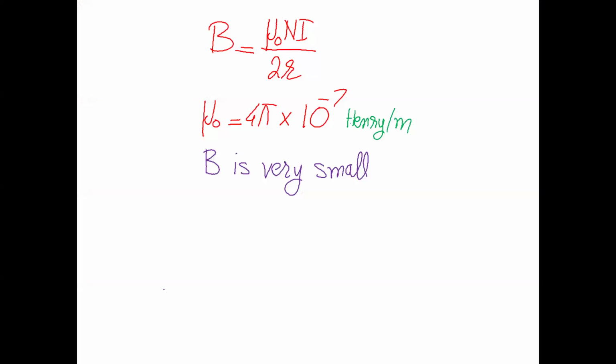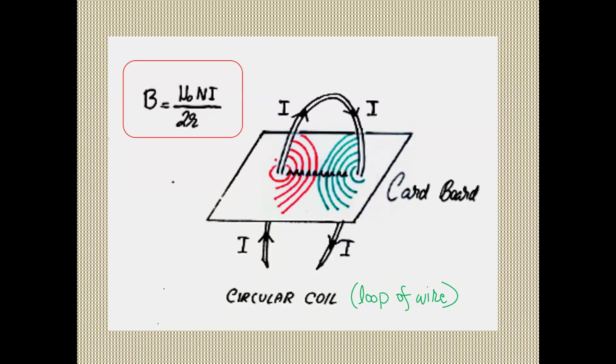Now look at the formula. B is equal to mu naught N i upon 2R. You have to tag the formula as a given formula. It will be given. You are not supposed to memorize it. There are some formulas in our A2 course which are always given.